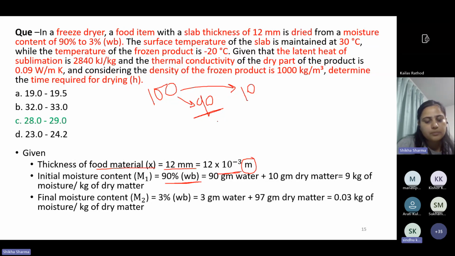Please, can you mute? There is a little noise in the background.